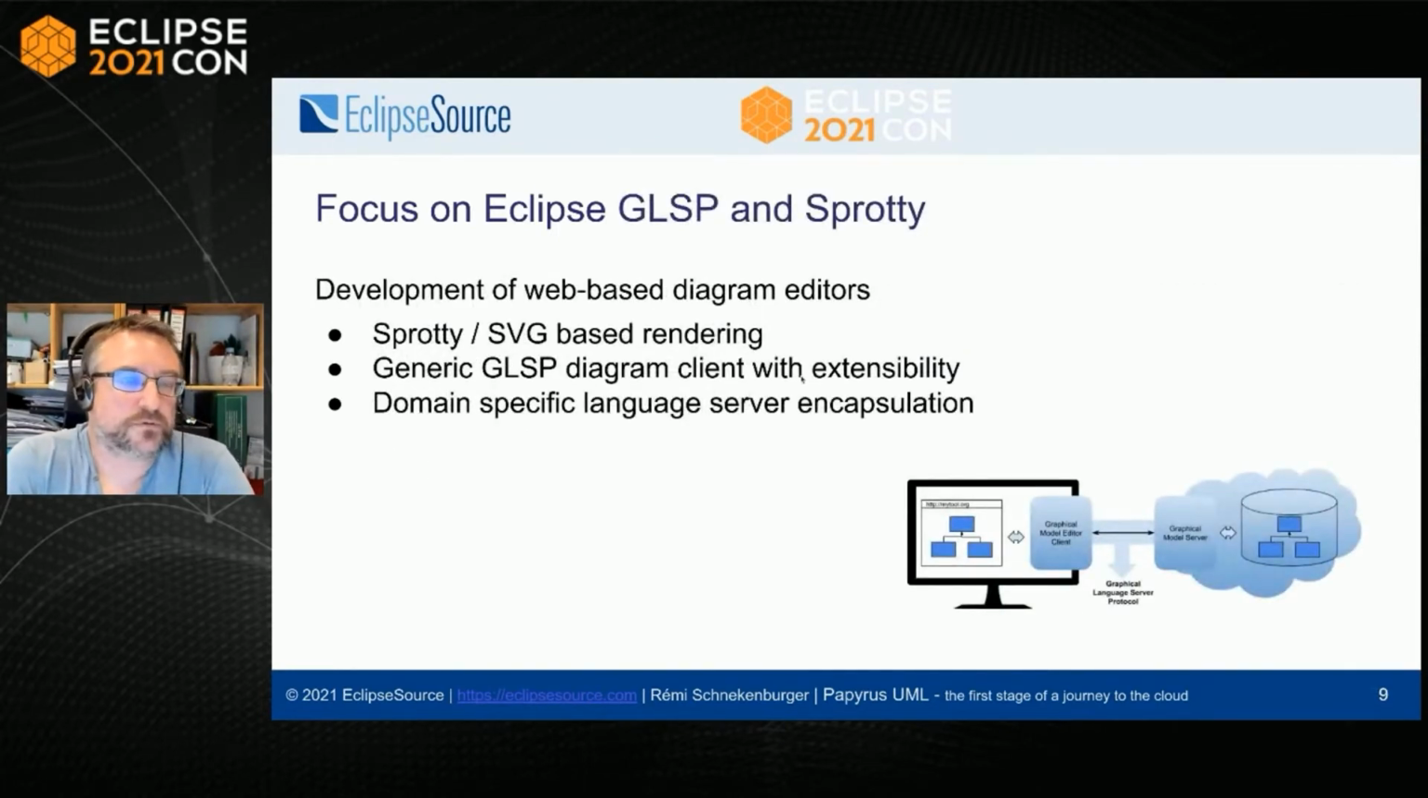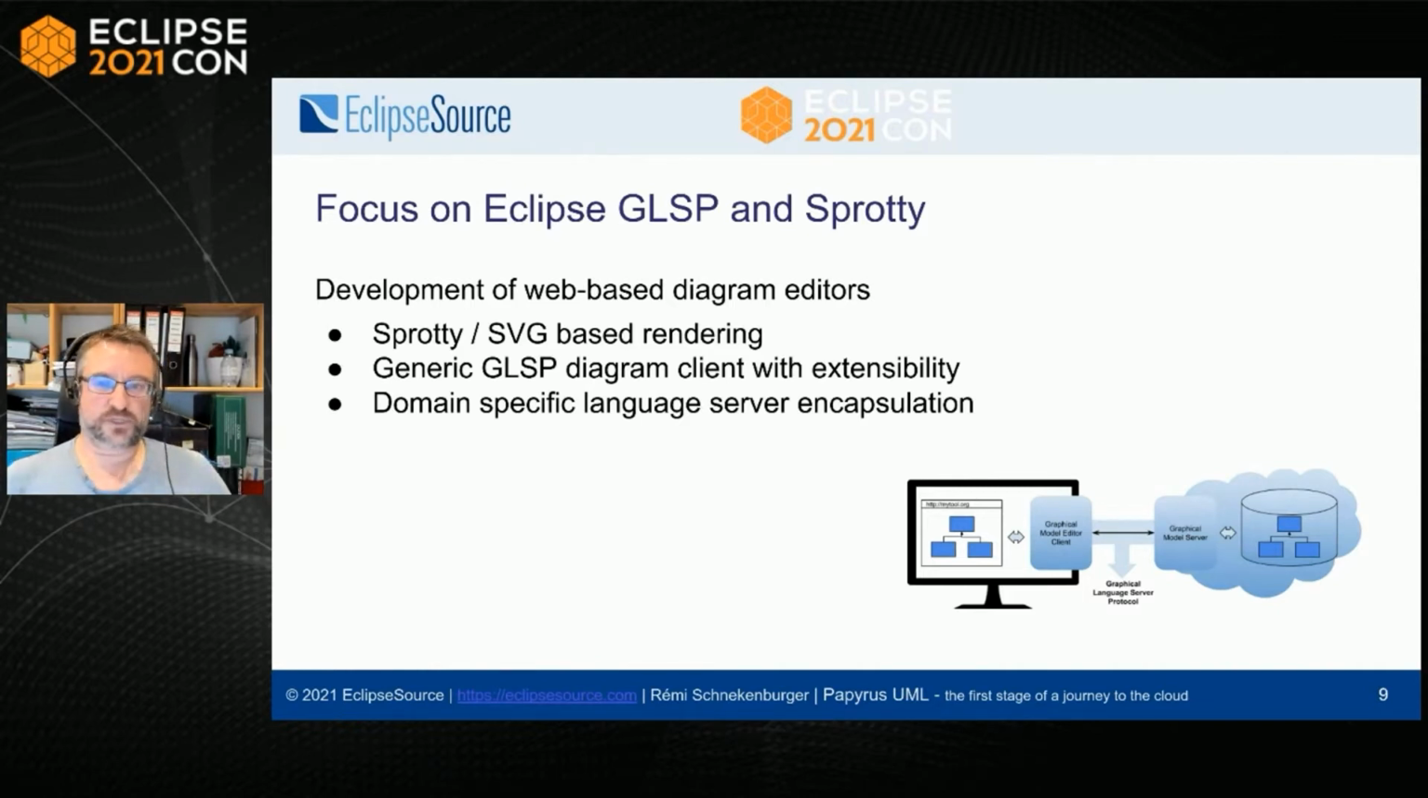Another focus on some technologies which are brand new or not that old. That means Eclipse GLSP and Sprotty. GLSP stands for Graphical Language Server Protocol. That allows you to develop web-based diagram editors, which would be the focus of this exercise for the Papyrus modernization towards web technologies. And the goal of GLSP and Sprotty is to have SVG-based rendering. That means flexible and performant rendering for diagrams.